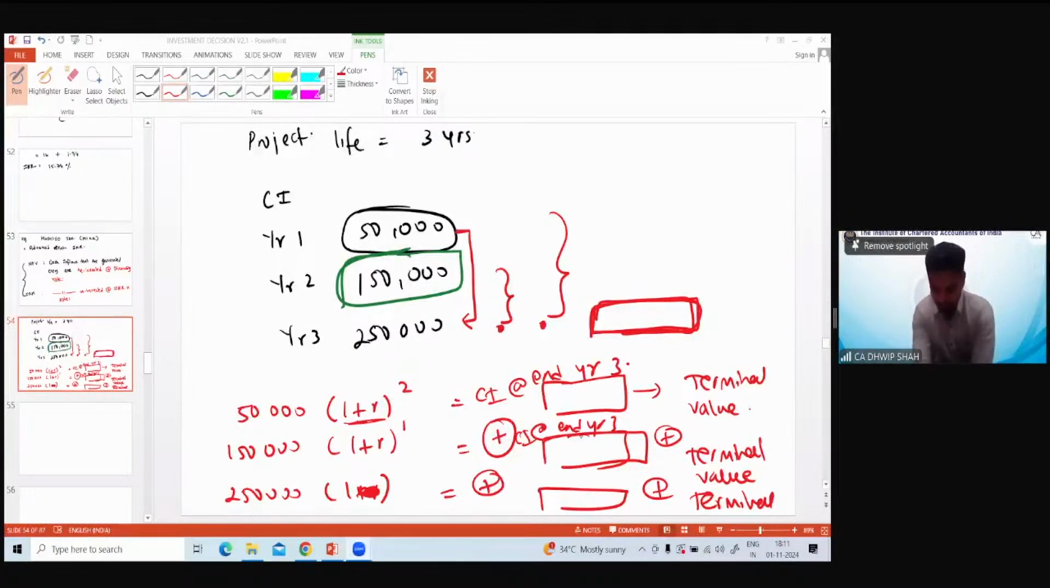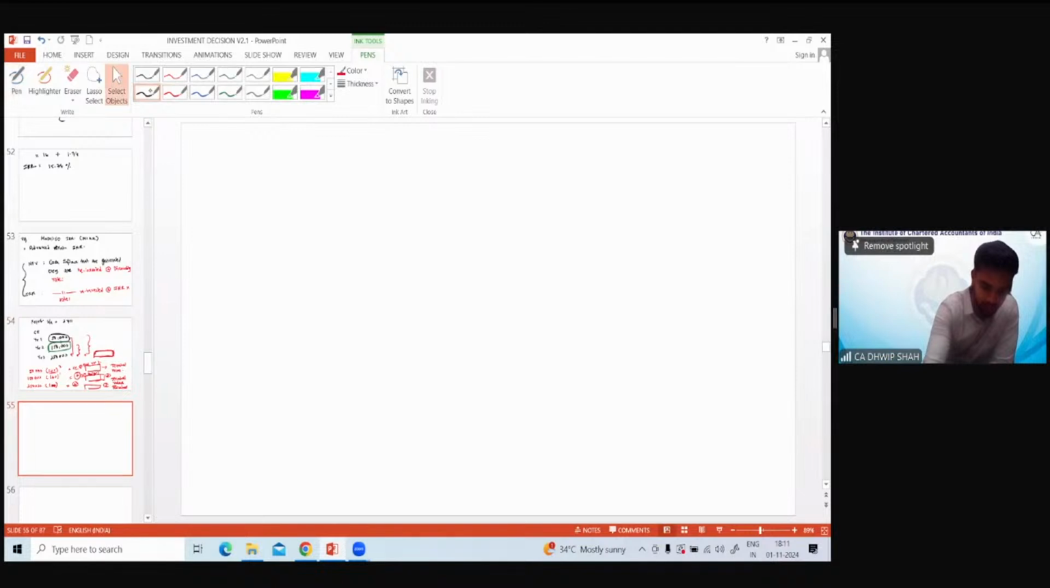You will understand once we take some practical problem. But to remember, you just need to remember as of now that modified IRR says that cash inflows that are generated each year would be reinvested at the discounting rate. Are you getting this? Let's take an example and get some better clarity on modified IRR.